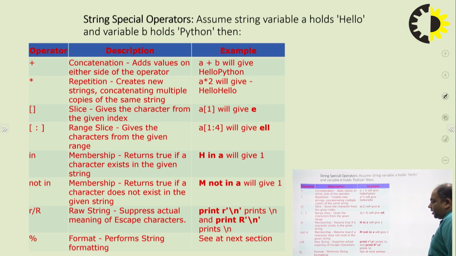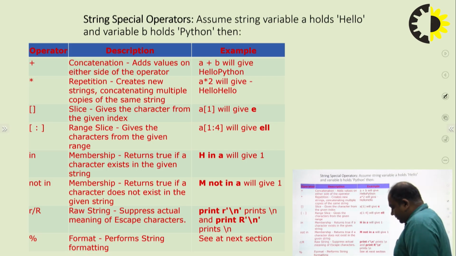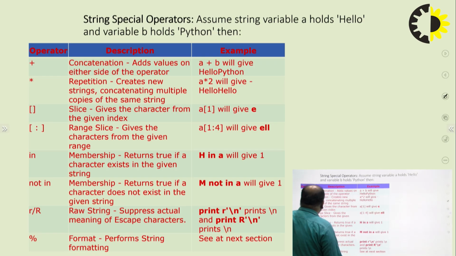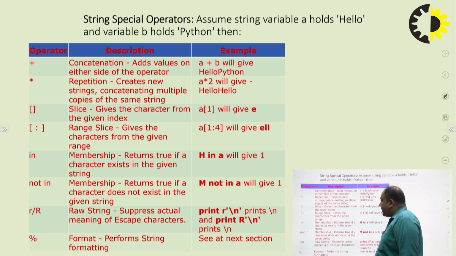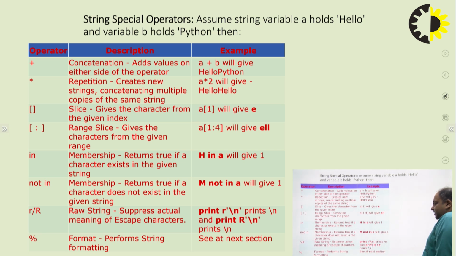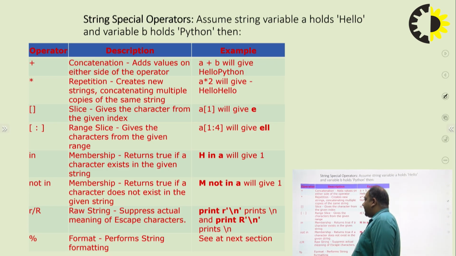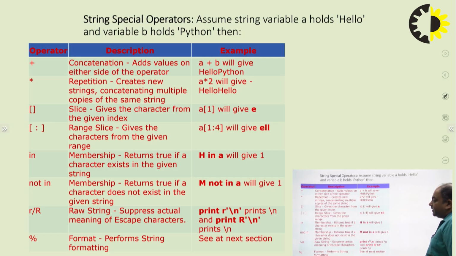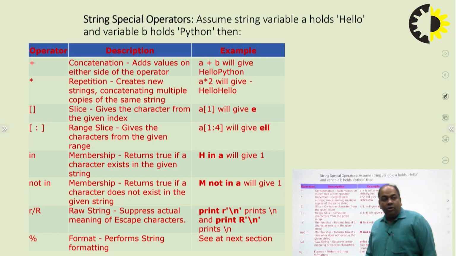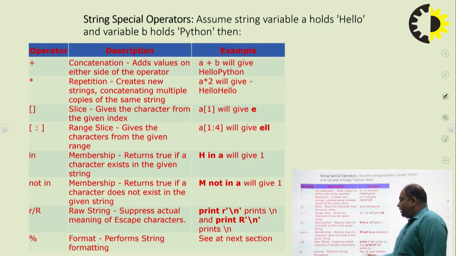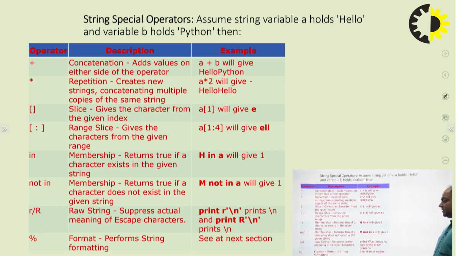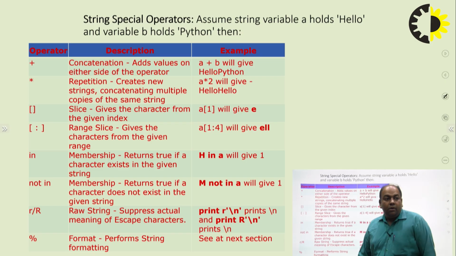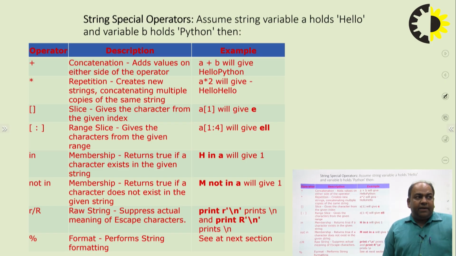Now I will discuss some string special operators. The string special operators are: plus for concatenation, asterisk sign for repetition, square bracket for slicing, colon for range, in for membership, not in also for membership, small r or capital R for raw string, and percentage for format.